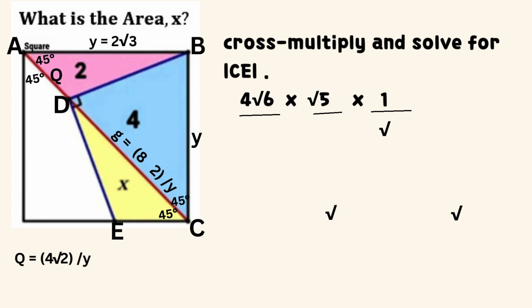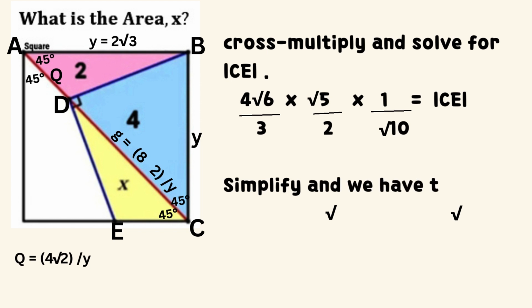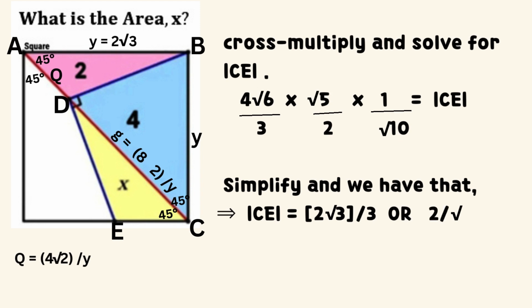Cross-multiply and solve for line CE. We obtained a numerical equation for line CE as shown on the screen. Simplify it and we have that line CE equals the product of 2 and the square root of 3, all divided by 3, or 2 divided by the square root of 3.